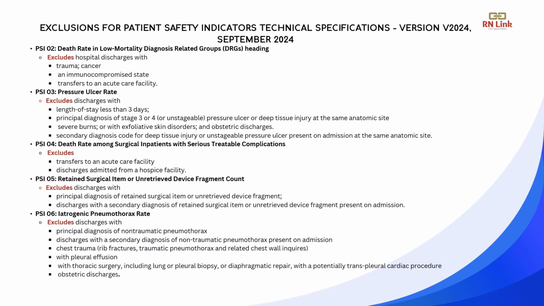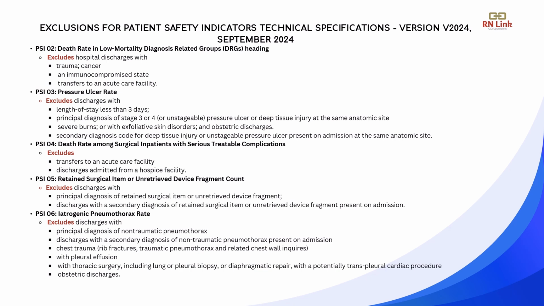PSI 04, death rate among surgical inpatients with serious treatable complications. Excludes transfers to an acute care facility. Discharges admitted from a hospice facility. PSI 05, retained surgical item or unretrieved device fragment count. Excludes discharges with principal diagnosis of retained surgical item or unretrieved device fragment. Discharges with a secondary diagnosis of retained surgical item or unretrieved device fragment present on admission.